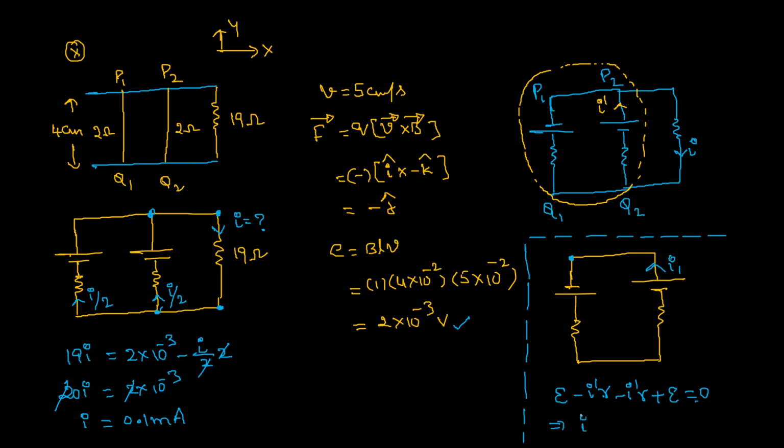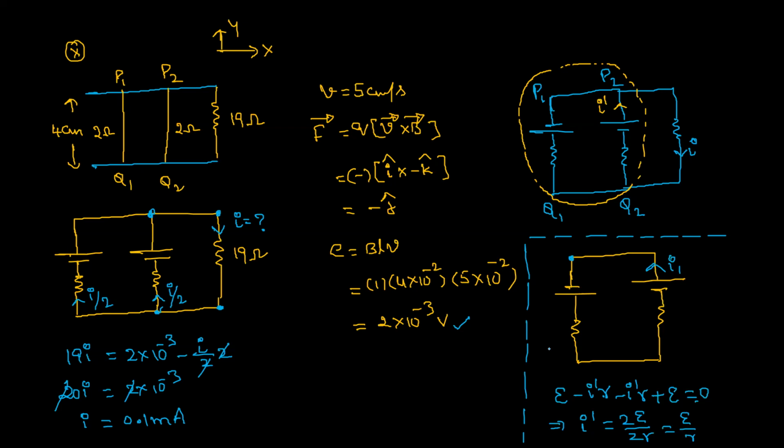Now see what figured: I dash equal to 2 epsilon by 2R. That is equal to epsilon by R. Minus I dash R minus I dash R is 2 I dash R, 2 epsilon.